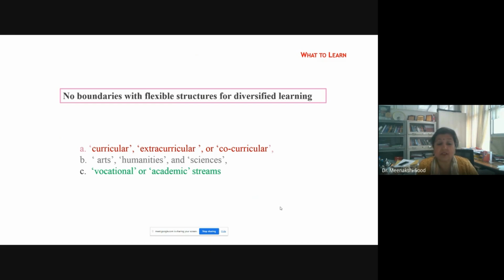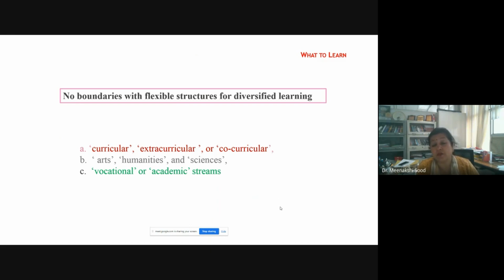No discrimination will be there between the curriculum, extracurriculum, or co-curriculum. Right now, the status is this: you are reading maths, physics, they are curriculum. You want to study physical education, ethics, they are extracurriculum. Or co-curriculum: you want to study dance, music, sports, they are another, and no weightage was given to them. But now, totally, this demarcation will be removed, that is, between curriculum, extracurriculum, or co-curriculum.